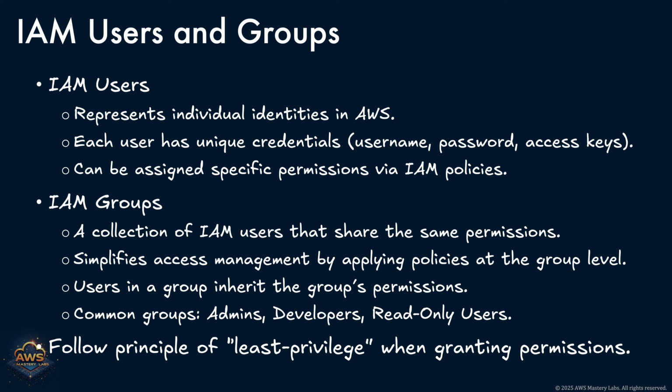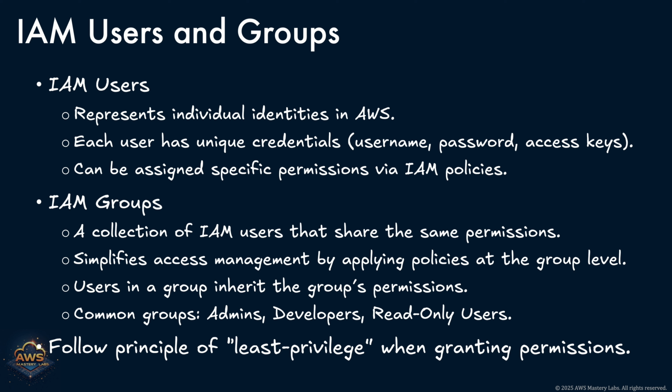In AWS, IAM users represent individual identities, like developers, admins, or system operators who need access to the AWS environment. Each user has their own set of credentials, such as a username and password for the console, and access keys for programmatic access via the CLI or SDKs. These users can be assigned specific permissions through IAM policies, allowing precise control over what each person can do. To simplify management, AWS also allows you to organize users into IAM groups. A group is simply a collection of users that share the same set of permissions.